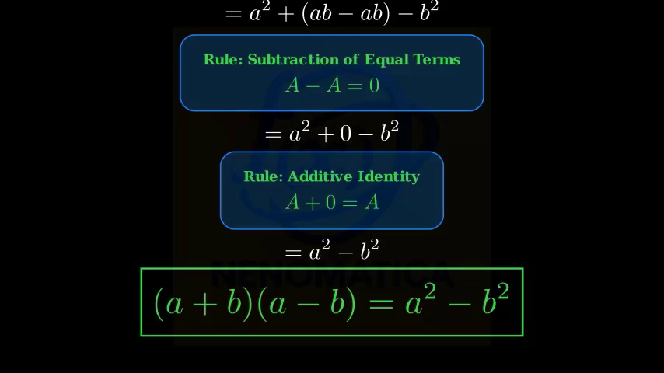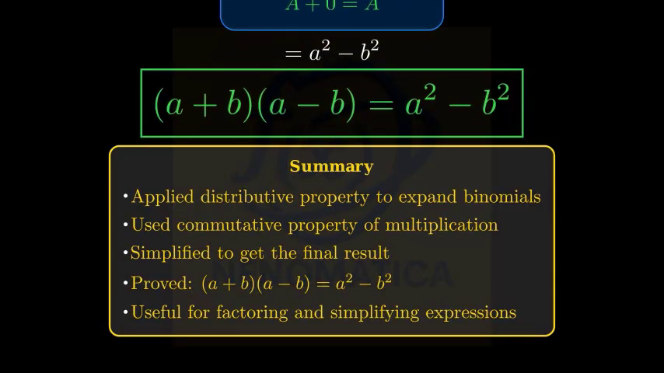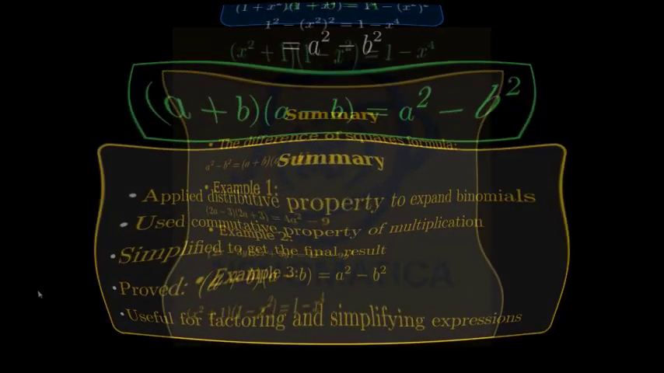Let's summarize what we've learned. First, we applied the distributive property to expand the product of two binomials. Then, we used the commutative property of multiplication to rearrange terms. Finally, we simplified to get our final result. This identity is useful in many areas of mathematics, including factoring, simplifying expressions, and solving equations.